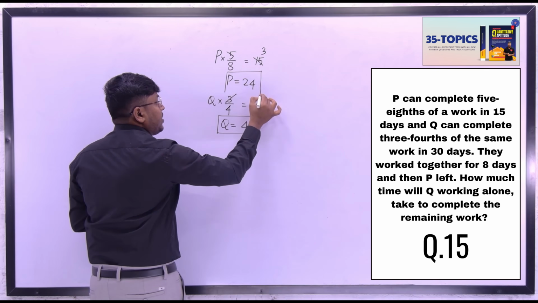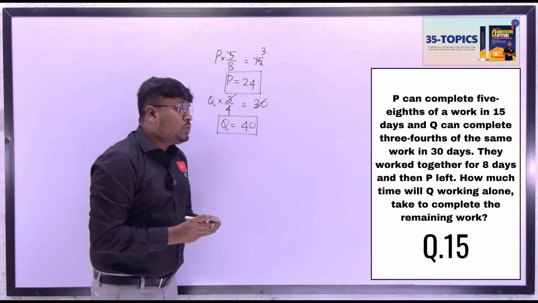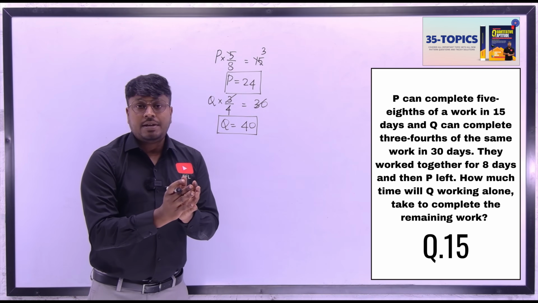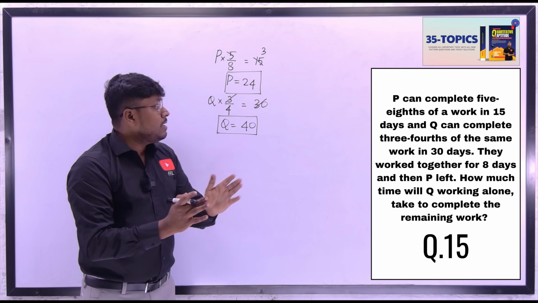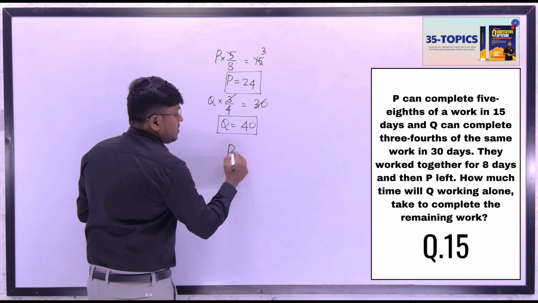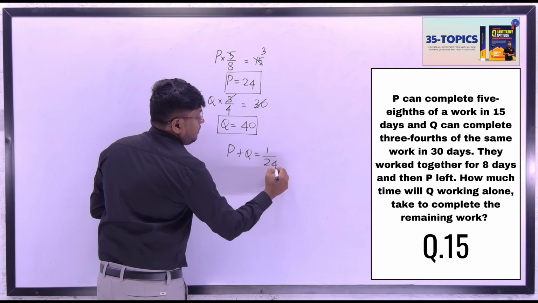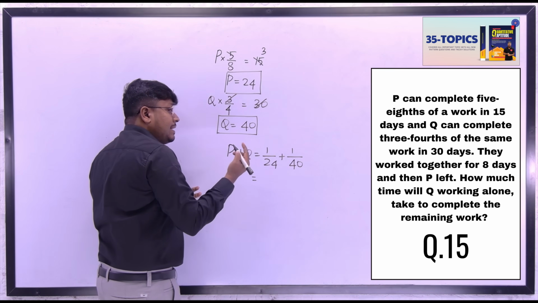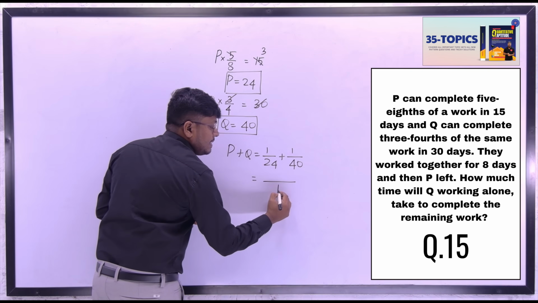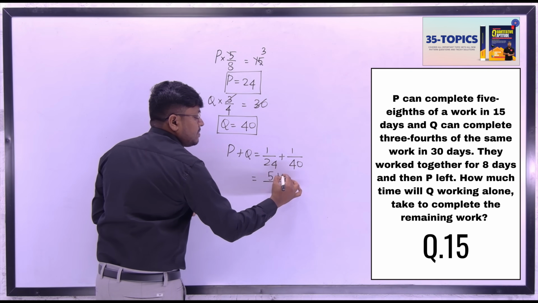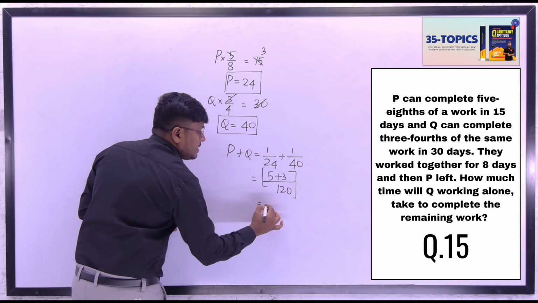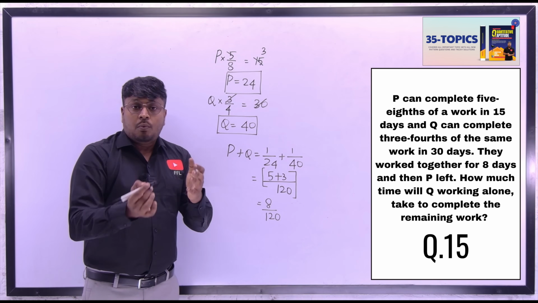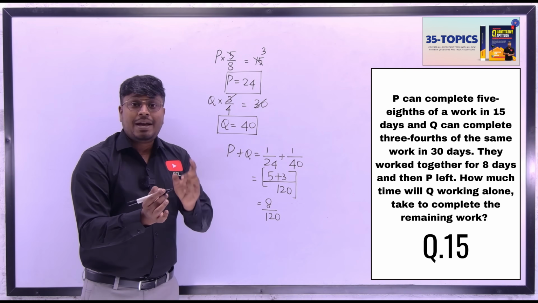And according to the second point of the question, they worked together for 8 days and then after 8 days P left. So our target is initially to find out the total work done by both persons P and Q in 8 days. So P plus Q is equal to 1 by 24 plus 1 by 40. Now taking the LCM as 120, this will be 5 times and this will be 3 times. So 8 divided by 120 is the total work that was completed by P and Q in one day.